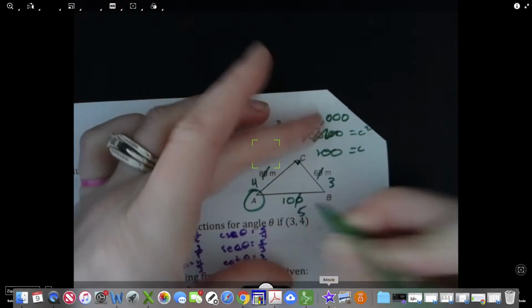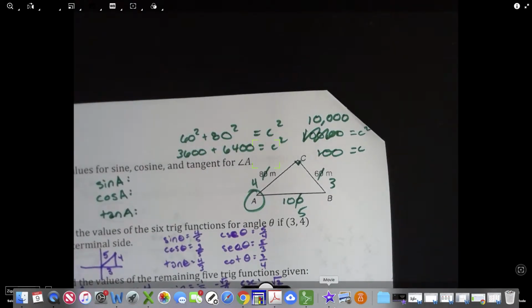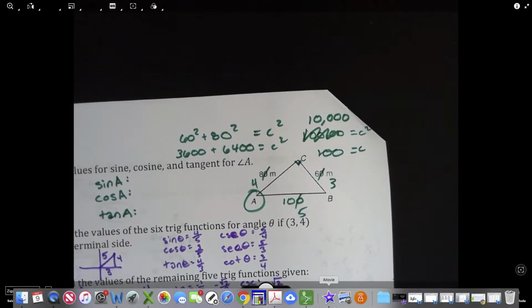Now, you technically could have reduced the 60 and the 80 before you did the Pythagorean theorem, and then maybe you didn't have to do it, right? If you know that that's 3 and 4, you know that the other one has to be 5. So, if you reduce that to start with, then maybe that would have saved you some work.